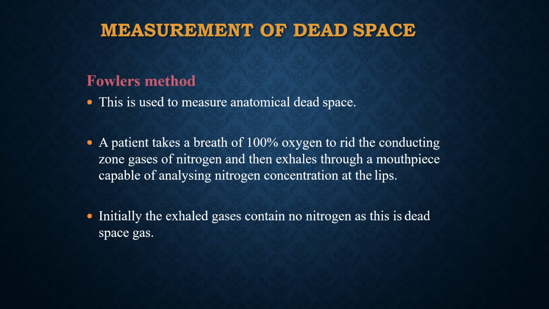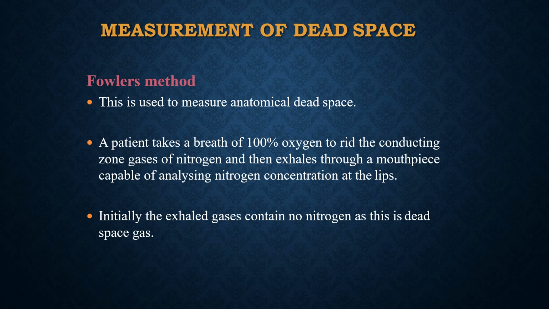Next is measurement of dead space. So dead space is the portion of minute ventilation that does not take part in the exchange of gases, or it does not take part in the ventilation. So that is dead space. Normally it is constituted by the air present in the conducting zone of respiratory passages, which is called anatomical dead space. So that is measured by using Fowler's method. So this is used to measure anatomical dead space.